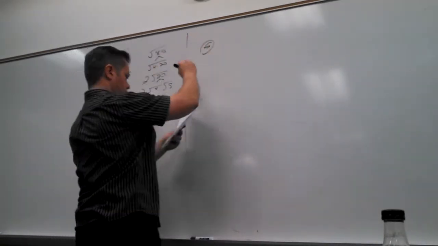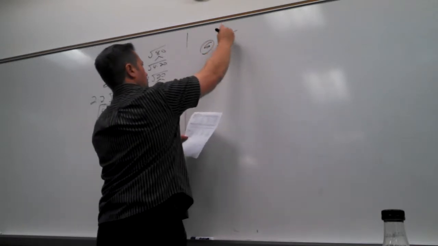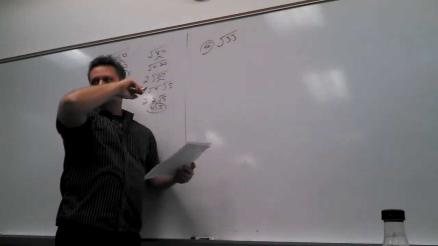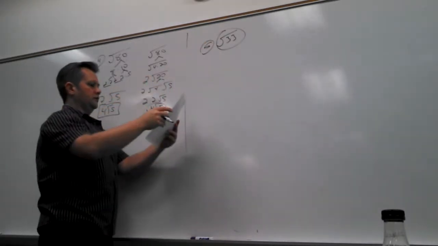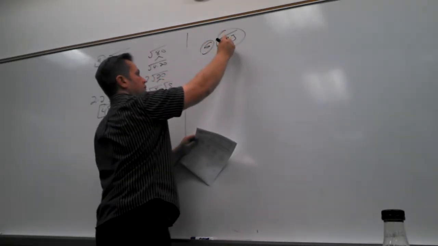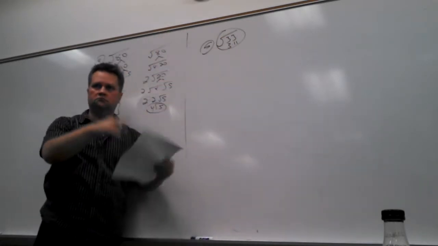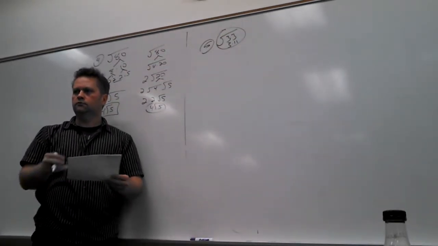Number 5. What do you think about this one? I think it's done. Yeah. All right. Square root of 33. You can't. It's 3 times 11. It's not 2 of anything. No, I'm done.